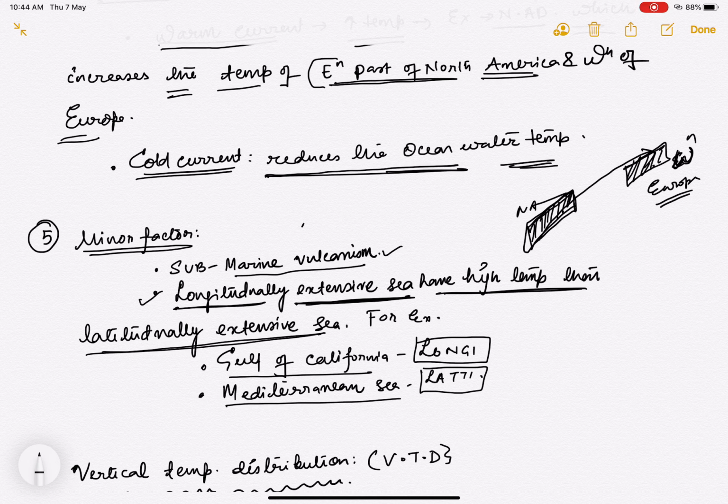If the water body is longitudinal, water bodies have higher salinity than the latitudinal water bodies. Means if the water body is extensive in the longitudinal manner, this is longitude and this is your latitude, then they would have more salinity when compared to the latitudinal wise. So the latitudinal wise, you can see that the Mediterranean Sea, its latitudinal wise, has lesser salinity than your Gulf of California.